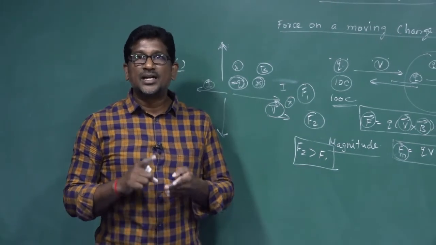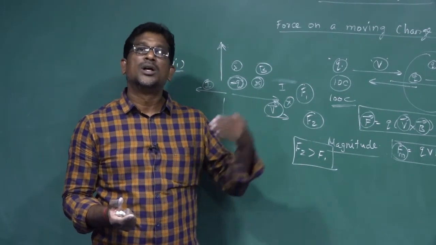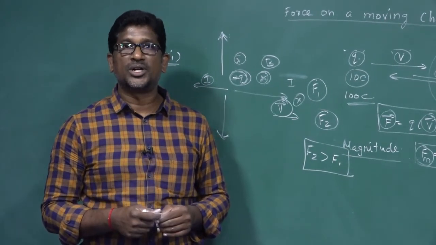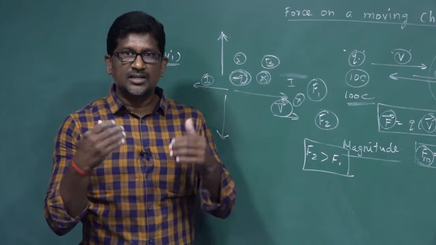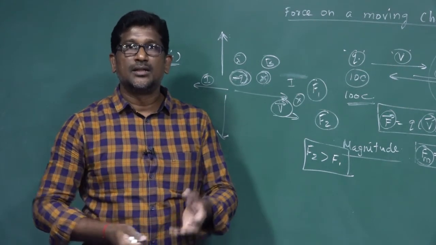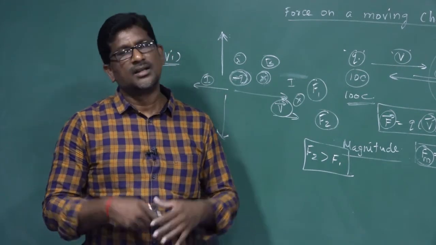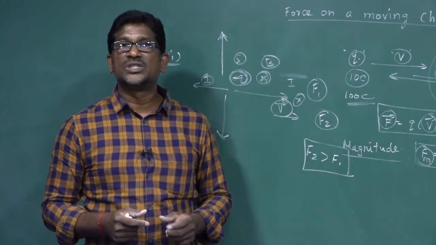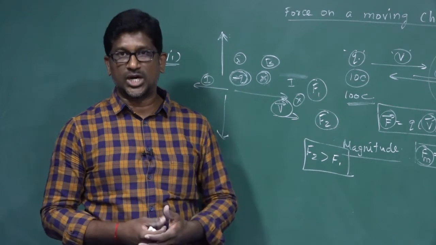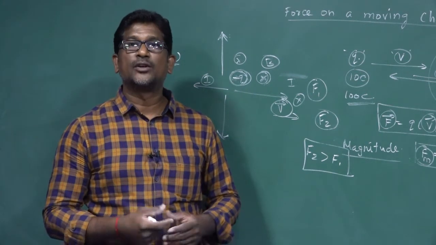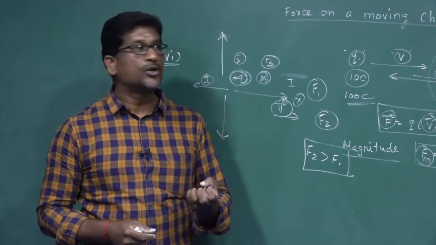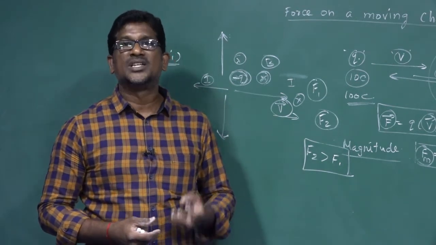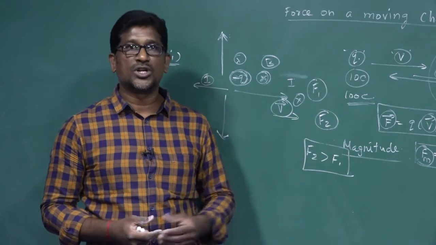And next, the magnetic force is directly proportional to the velocity of the charged particle. If the particle enters the magnetic field with greater velocity, the force on the charged particle is greater. Less velocity, force is lesser. And next, the magnetic force is directly proportional to the magnitude of charge. If the charge magnitude is greater, the force acting on the charged particle is also greater. If the charge magnitude is lesser, the force is also lesser.